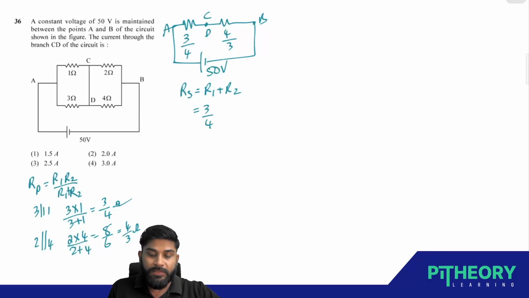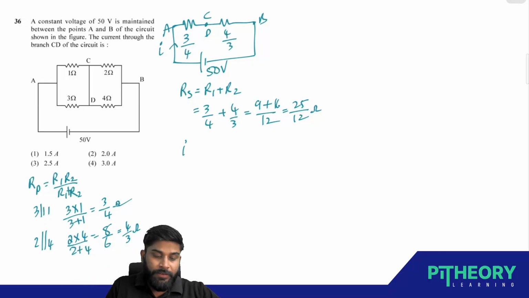So here it will come as equal to what? 3 by 4 plus 4 by 3, where you may take 12 as the LCM. So here what will happen? 3 3s are 9 plus 4 4s are 16. So you'll be getting how much? 25 by 12. So it's very clear here now. You can find the total current in the circuit, correct? Where we are finding the total current, I. How much is the total current? The total EMF, 50, divided by the equivalent resistance, 25 by 12.